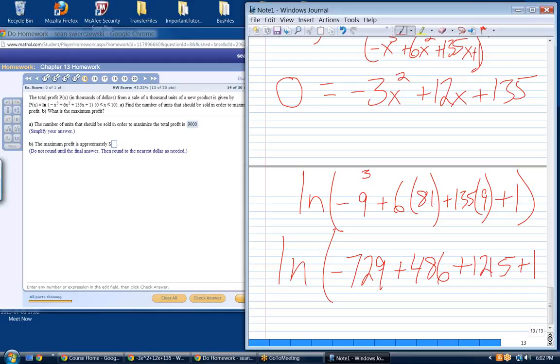I'm going to give my brain a break here and add these on my calculator. 486 plus 1215 plus 1 is equal to 1702. Subtract 729, 973. So I want the natural log of 973. You have a calculator that'll give you that? Yeah, it's 6.88.